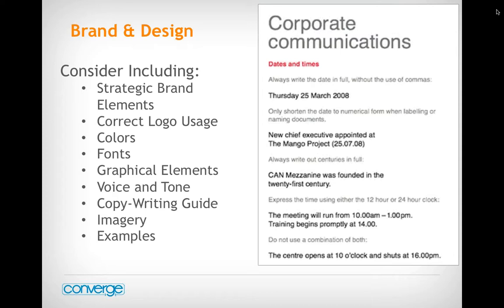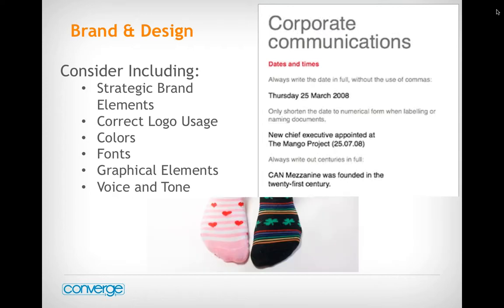Voice and tone, which is really understanding how we talk about ourselves, including a copywriting guide. Many of you have probably talked about, are we this school of law or this law school, right? So figuring out those things and being consistent. Any imagery you plan on using, and actually providing some examples here is a great thing to do as well. So here you see on the right an example of some of this information, how we talk about dates, how we talk about titles, things like that.